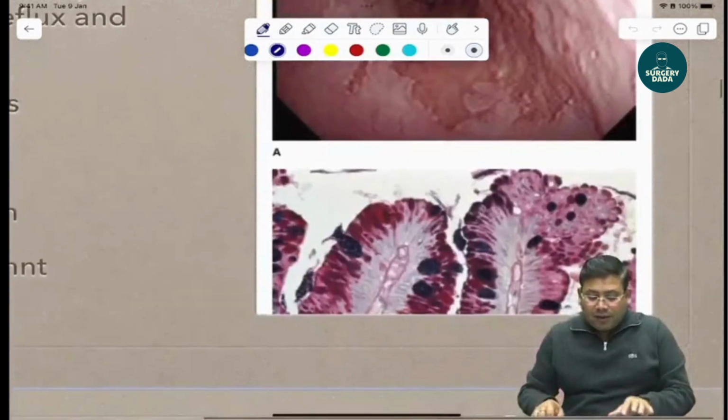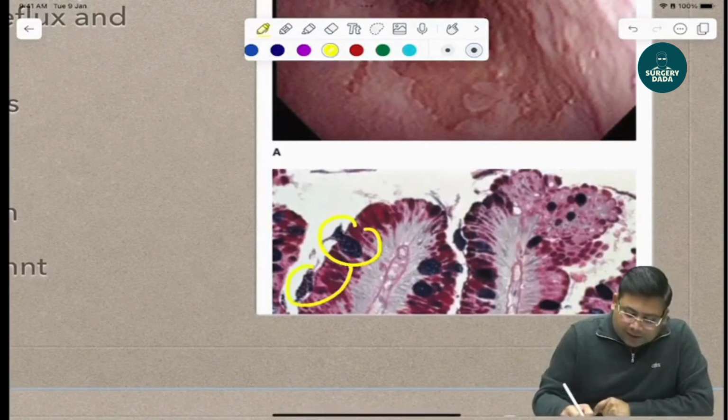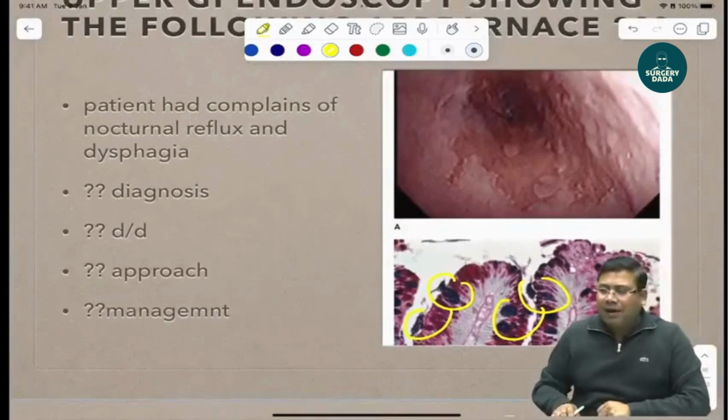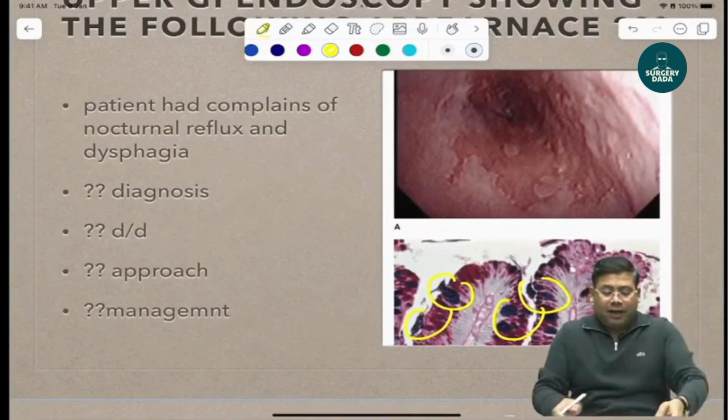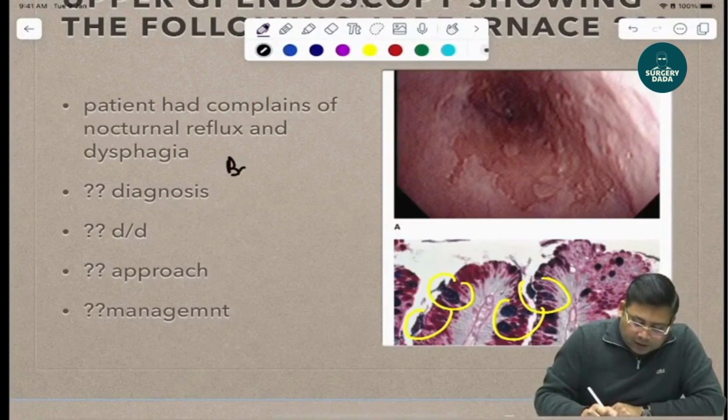Students, you can see the classical goblet cells. And what are these goblet cells telling you about? Can you see these goblet cells? Yes, this is Barrett's esophagus. Yes, you are thinking right. The diagnosis here is Barrett's esophagus, and this is very important.